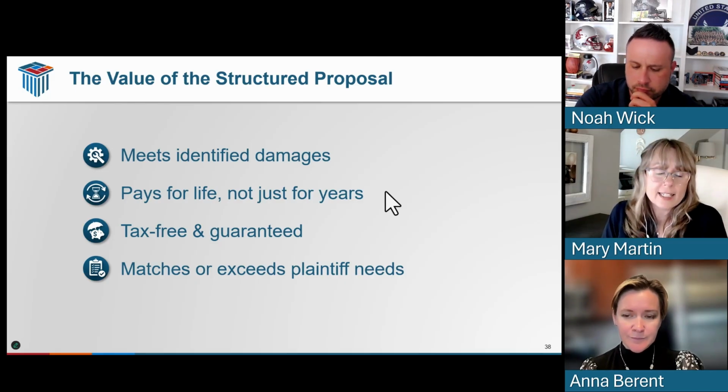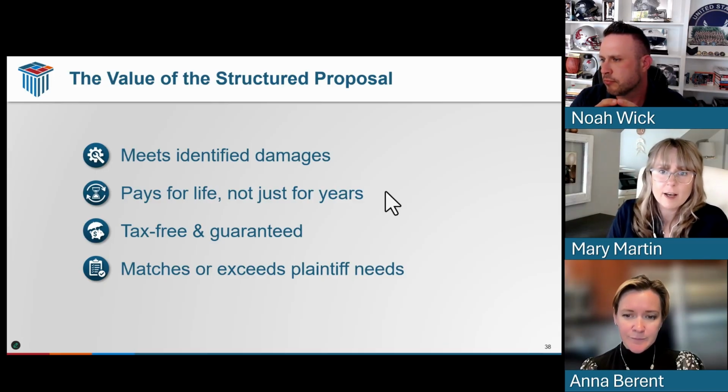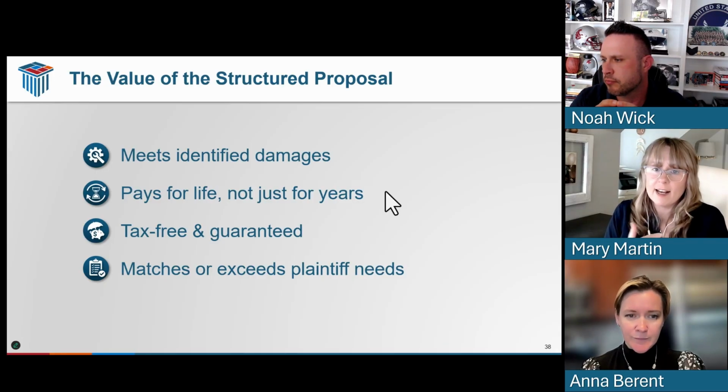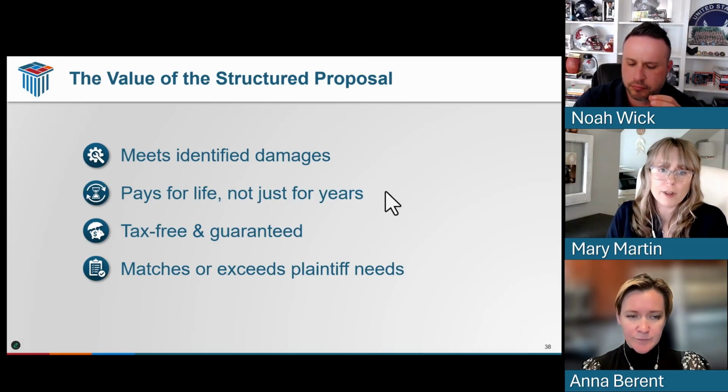Built into that is the idea that it's got that protection against dissipation, against depletion, so it's going to be there. Tax-free, we're saving plaintiffs headache after headache in terms of not having to handle taxes or the money management fees and selecting good money managers and so on and so forth.